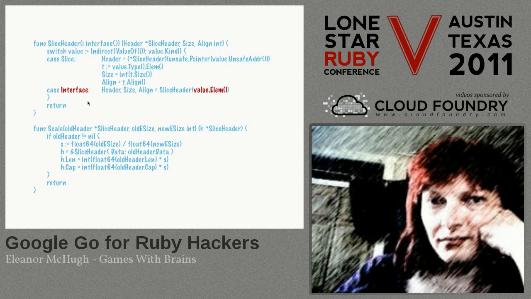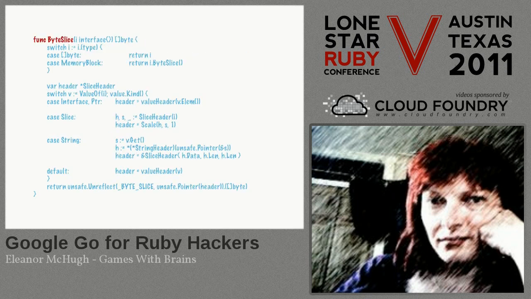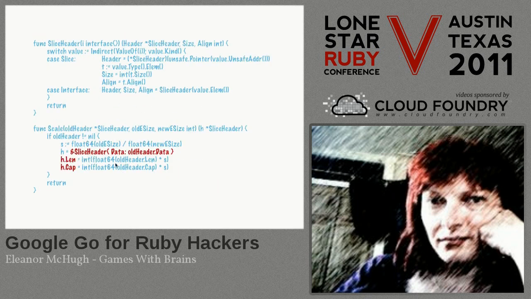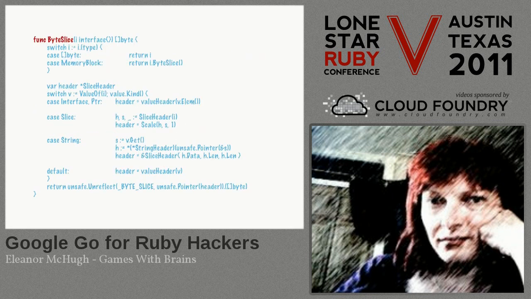So with interfaces, we can actually find out what the element is, and even though with an interface we can't reslice, we can still have a go and see if we can reslice the content of it. And this bit of code down here is very unexciting. This is just a scalar to make sure that the slice header is resized to the right size and float 64s all over the place to make sure that we get the most accurate conversion we can.